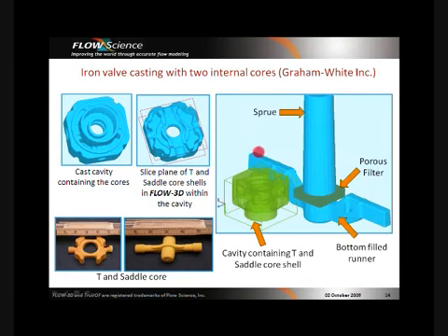The illustration on the right shows the simulation setup with the sprue, the porous filter, and the cast cavity containing the T and saddle core shells. Again, we are using two cores here, a T core shown at the bottom of the screen and a saddle core.